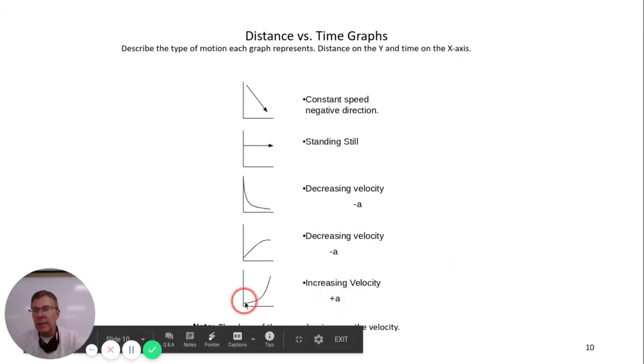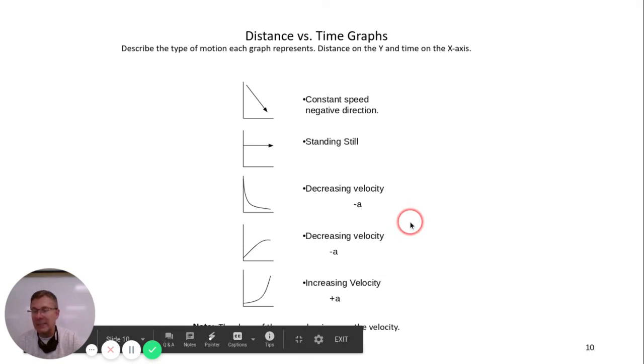This one here would show a positive acceleration. This would be like you're throwing a ball off a bridge, and it's getting faster and faster because it's covering a larger and larger distance. Any curved one, see how curve, curve, and curve shows an acceleration or a deceleration.